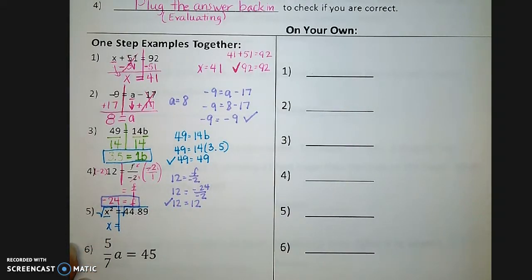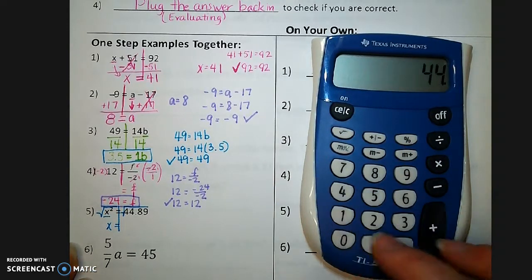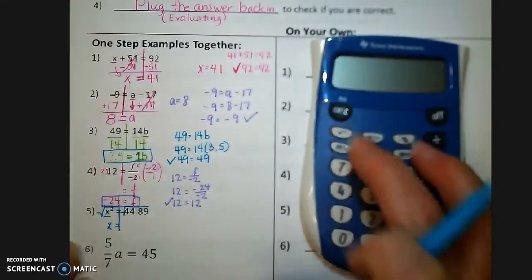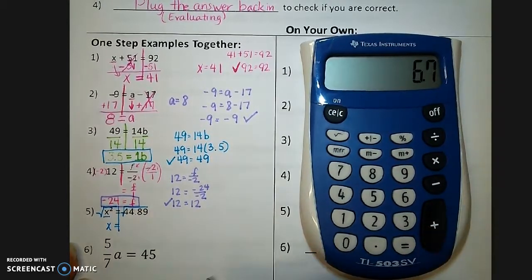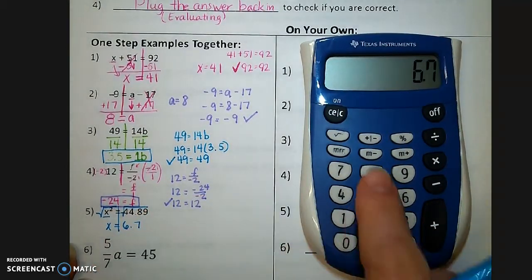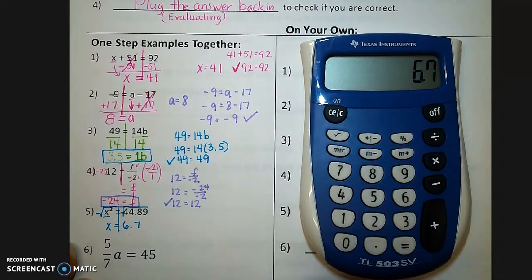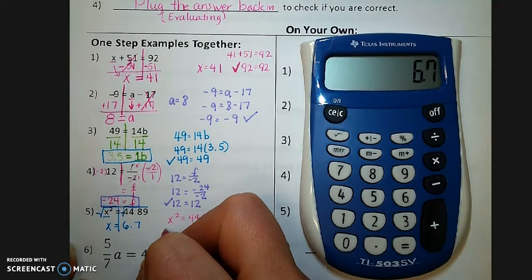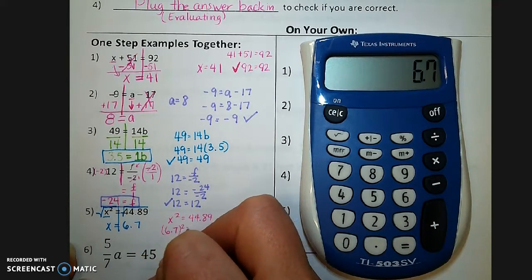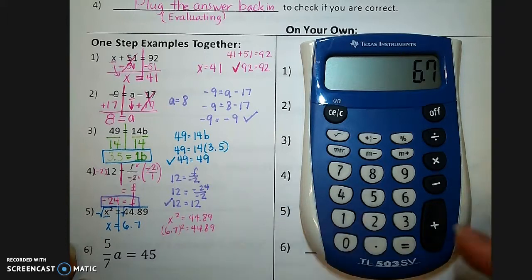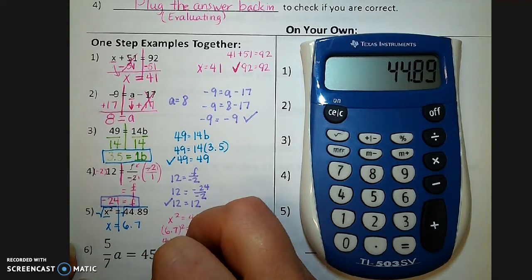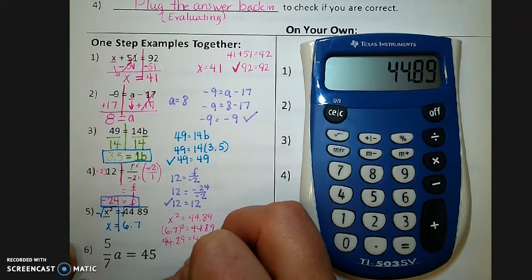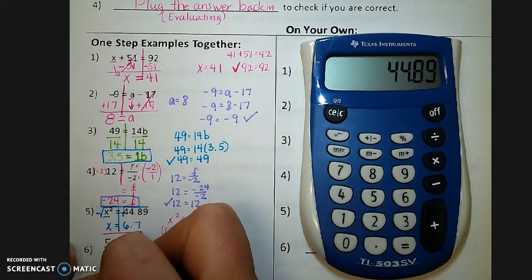So I'm going to get x equals, and I need to do the square root of 44.89, and I get 6.7, and that's that little square root button there. When I plug that back in, I get x squared equals 44.89. So if I put in the 6.7 and I square it, which means I multiply it by itself, I do indeed get 44.89 is equal to 44.89. So that is my answer.